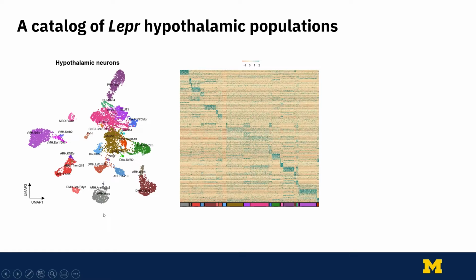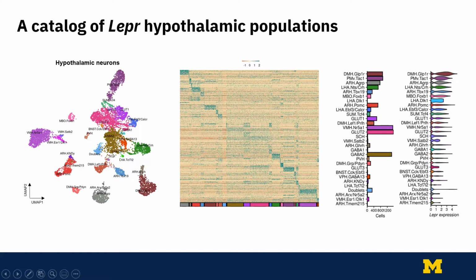You'll probably notice some of these are ones I've already discussed. For example, we identified the Arcuate HERP cells, the VMH NR5A1 cells, the Arcuate POMC cells, and so on. However, there are also a wide variety of novel populations that have yet to be studied. And then we sorted these by leptin receptor expression.